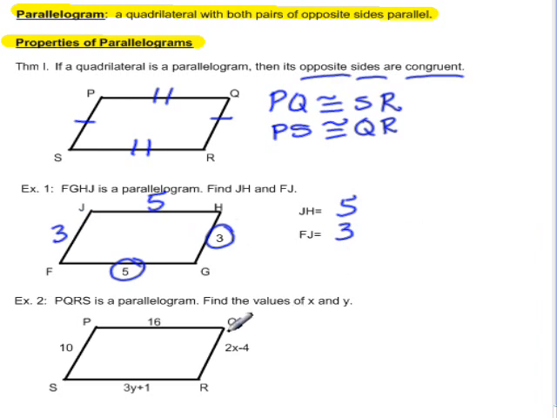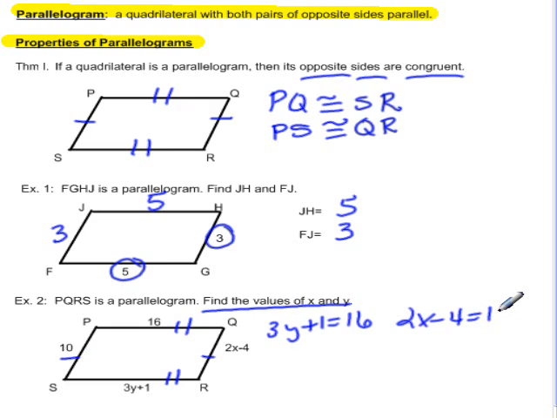So now that we know opposite sides are congruent, we want to work example 2. In example 2, it still says that this is a parallelogram and to find the values of x and y. This time it's going to set up equations. So, opposite sides are congruent, which means that 3y plus 1 is equal to 16. And that 2x minus 4 is equal to 10.